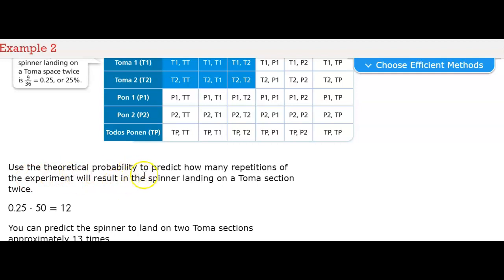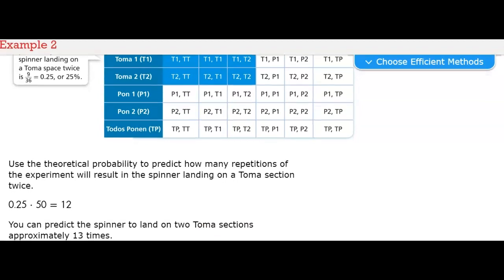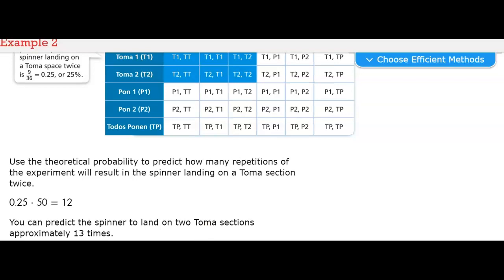Use theoretical probability to predict how many repetitions of the experiment will result in the spinner landing on a Toma section twice. This is the decimal, so now twice. So this is one time. Twice will be 0.25, or 25 hundredths, times 50, and that equals 12. So you can predict that the spinner will land on 2 Toma sections approximately 13 times, or 12 times, so I have to say 13.